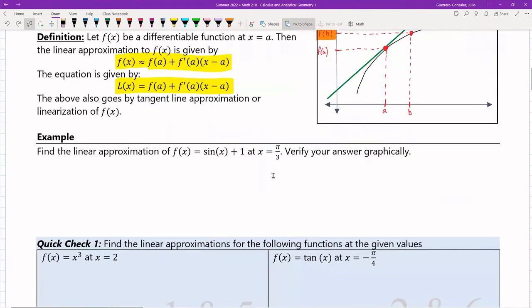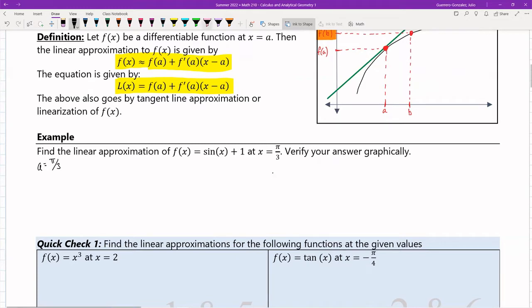Find the linear approximation of sine of x plus 1 at x equal pi over 3. Verify my answer graphically. This means I would be able to use Desmos to verify if my line is actually tangent. The first thing I'm going to point out is that a is going to be pi over 3.